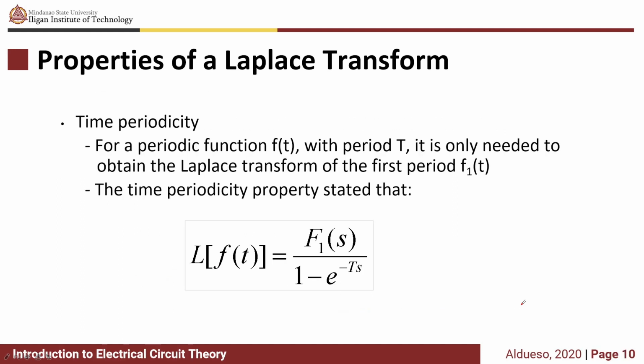So time periodicity. For a periodic function f of t with period capital T, it is only needed to obtain the Laplace transform of the first period f1 of t. The time periodicity property states that the Laplace transform of a periodic function f of t is equal to the Laplace transform of the first period F1 of s over 1 minus e to the negative capital T times s, where T here is the period.